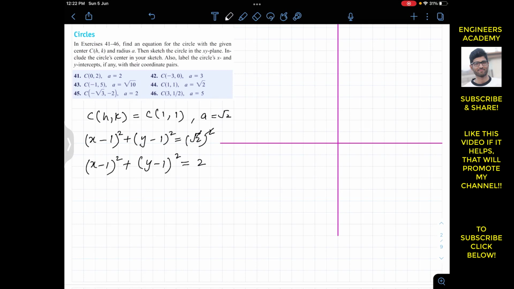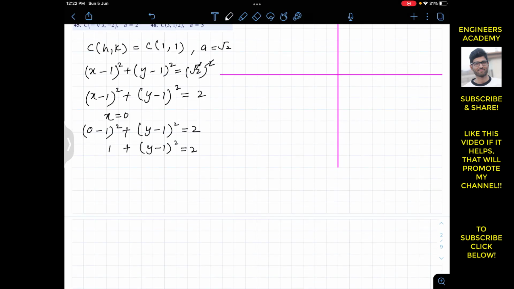Now again, to sketch this circle, we have to find the x and y intercepts. So first let me find the y-intercept. At the y-intercept, the x coordinate will be equal to 0. So we can put x equals 0 in order to find the y-intercept. So when x is 0, we will have (0 minus 1) squared plus (y minus 1) squared equals 2. And (0 minus 1) squared will be 1, plus (y minus 1) squared equals 2. If I bring this plus 1 to the other side, it will become minus 1. So (y minus 1) squared will be equal to 2 minus 1, which will be equal to 1.